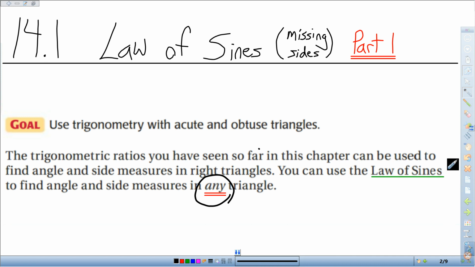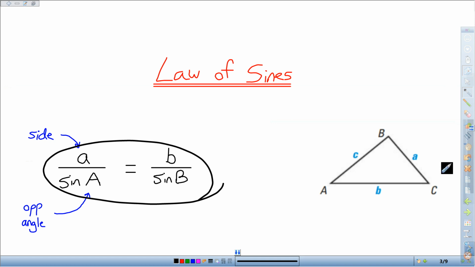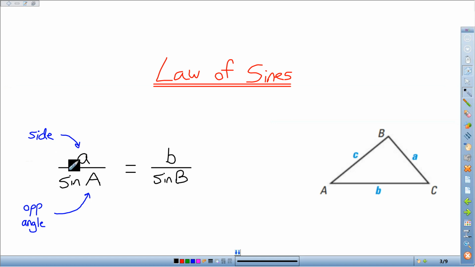Okay, so yeah, let's just kind of break down what it is. All right, so here is the law of sines. This proportion right here. Okay, we have side length A over sine of angle A equals B over sine B. All right, so go ahead, take a second and copy this, and then I'll break down how it works.